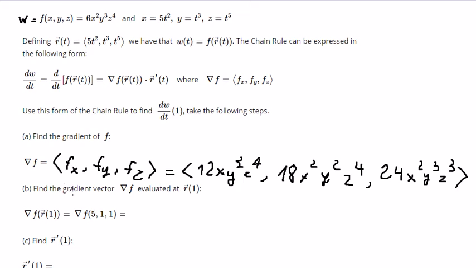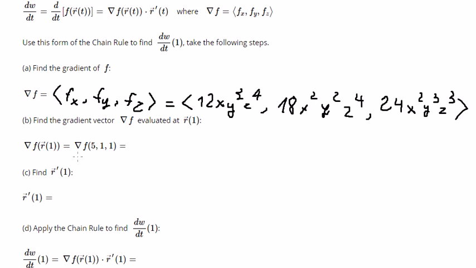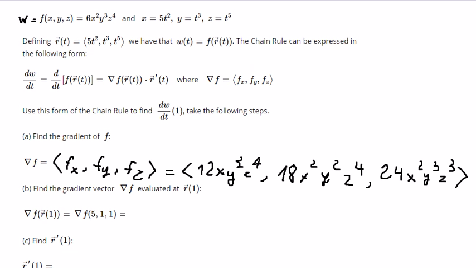Next, we need to find the gradient vector of this one. So we put x equal to number 5 in here, y equal to number 1 in here, z equal to number 1 in here. That should be about 12 multiplied with number 5, and we got 1 to the power of 3, and number 1 to the power of 4. Similar for the next one.